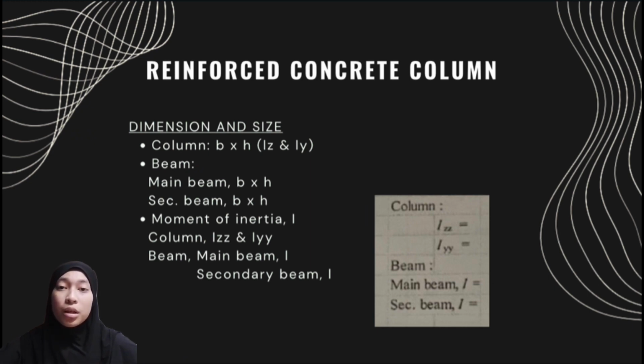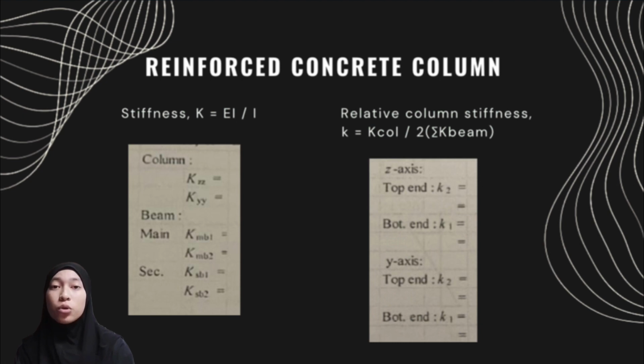Moment of inertia, I column, Izz and Iyy. Beam, main beam I, secondary beam I. The stiffness k is equal to EI divided by l, and the relative column stiffness k is equal to k column divided by 2, total of k beam.